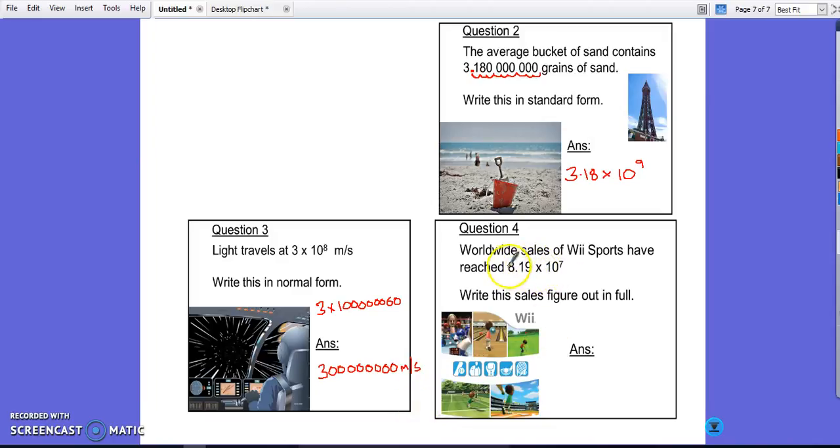We have the same here. We have 8.19 times 1 with 10 zeros after it. So we can just move the decimal point 7 places that way. Sorry, did I say 7? I can't remember. Anyway, so we'll have 819. So the decimal point's moved twice there. 3 times, 4 times, 5 times, 6 times, 7 times. So we have then 3 there, 81,900,000 sales of Wii Sports.